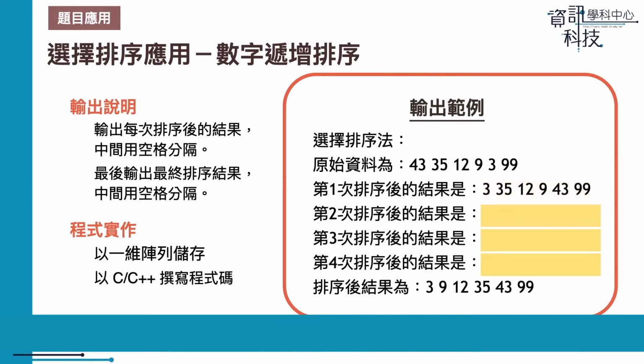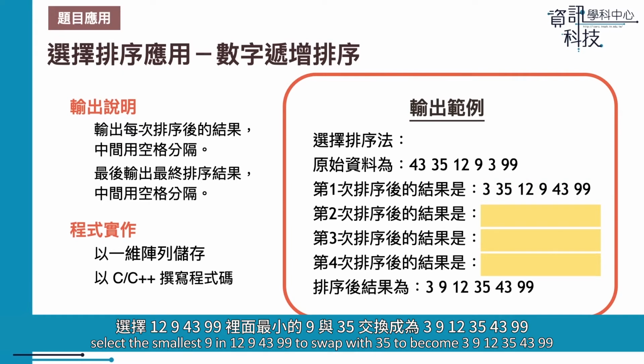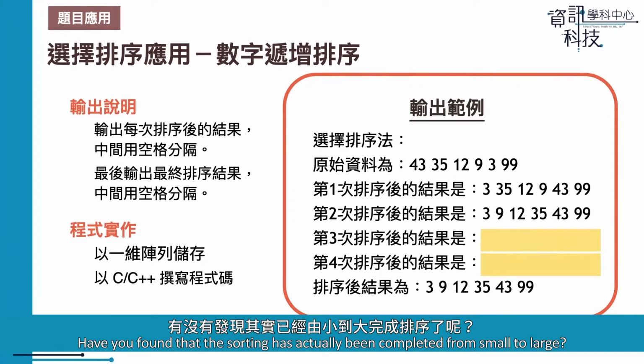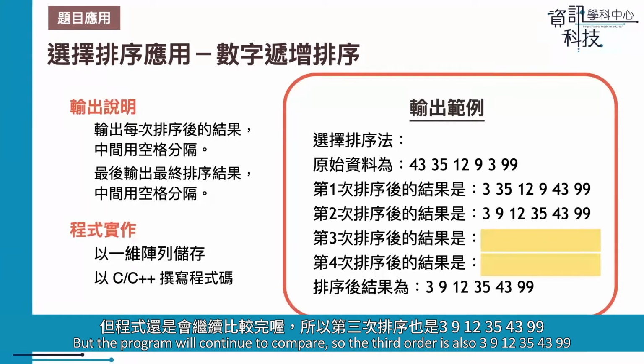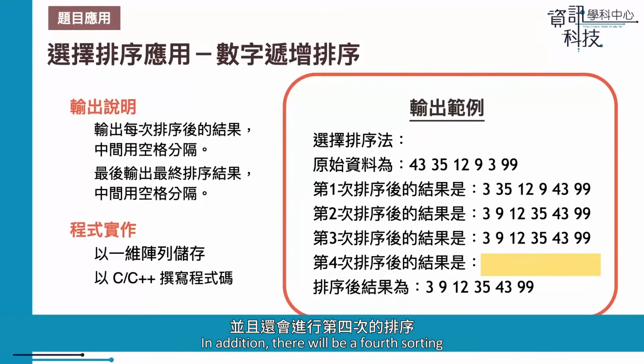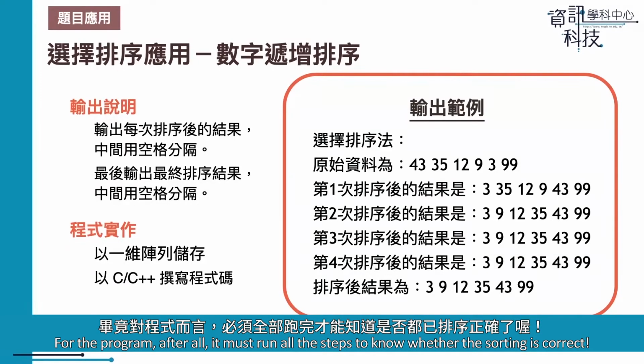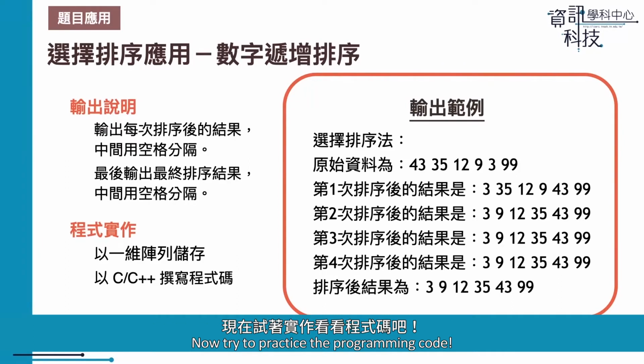For the second time, 3 does not move. Select the smallest, 9, in 12, 9, 43, 99 to swap with 35 to become 3, 9, 12, 35, 43, 99. Have you found that the sorting has actually been completed from small to large? But the program will continue to compare, so the third order is also 3, 9, 12, 35, 43, 99. In addition, there will be a fourth sorting. For the program, after all, it must run all the steps to know whether the sorting is correct. Now try to practice the programming code.